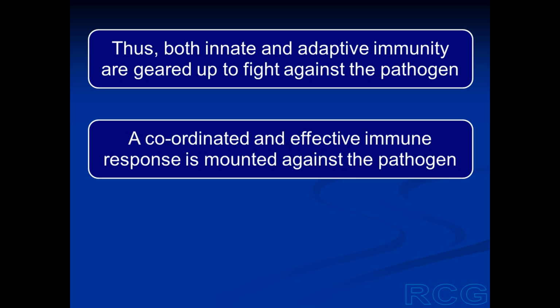In adaptive immunity, humoral immunity is activated and cell-mediated immunity is activated. So both innate and adaptive immunity are geared up to fight against the pathogen. And a coordinated and effective immune response is mounted against the pathogen.